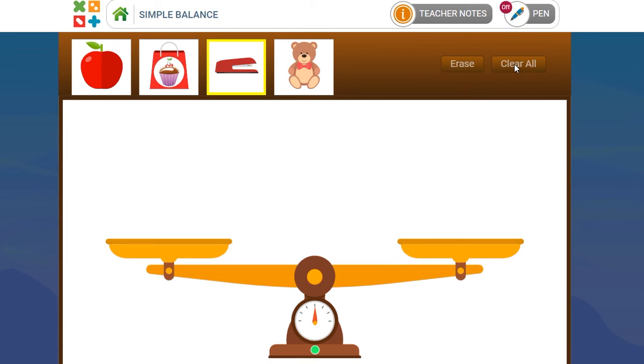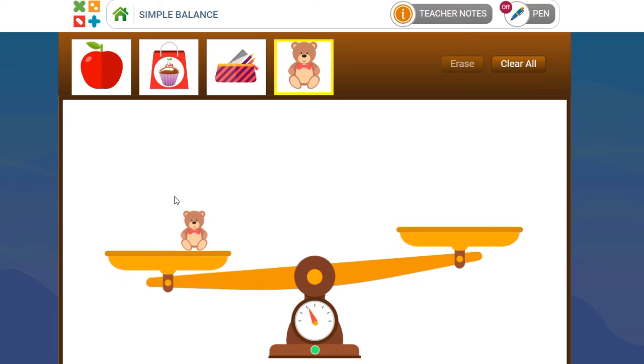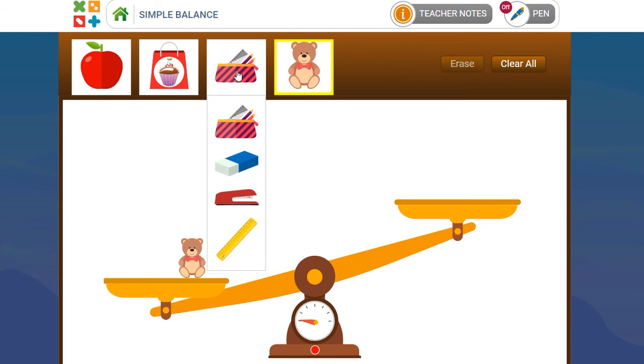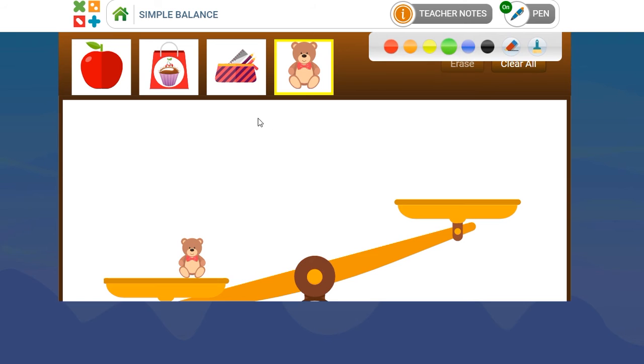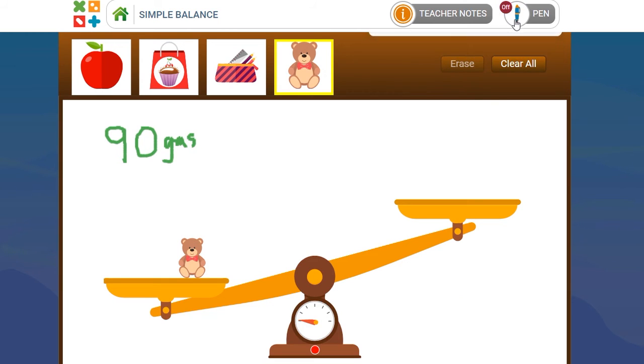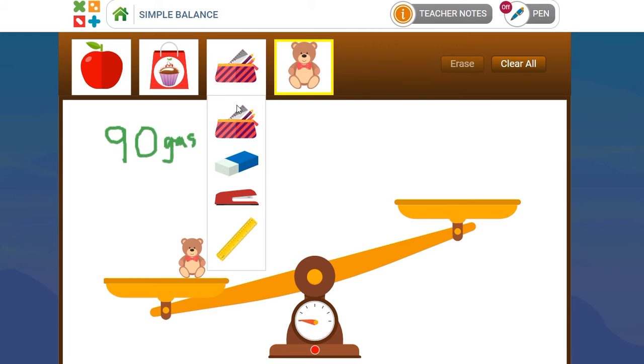So again, we clear the screen. Then we can extend the use of the simple balance beyond direct comparisons. For example, if we say that teddy weighs 90 grams, the question is, what is the weight of a pencil case? And again, we can record on this side here that teddy weighs 90 grams. I'm using the mouse here to record, whereas you'll be using your interactive whiteboard pen. So if teddy weighs 90 grams, what is the weight of a pencil case?